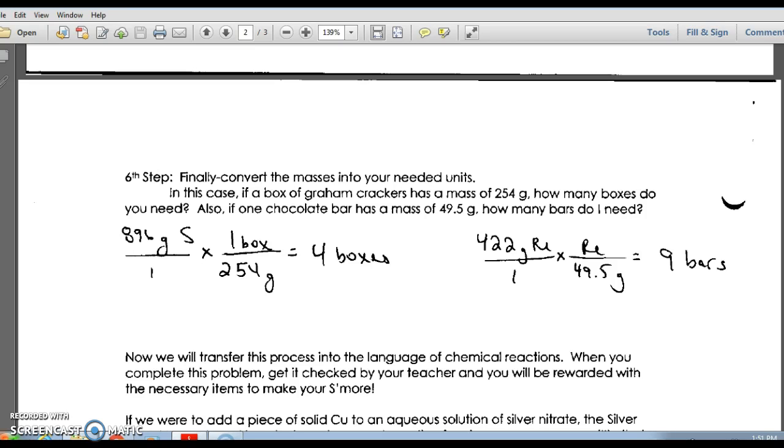And then for the chocolate pieces, I need 422 grams of chocolate, and each chocolate bar is 49.5 grams. Again, I'm going to divide those to see how many bars I need. I need about 8.5 bars. So I round up to 9 bars, and that way I will have enough supplies to use up all 64 marshmallows and make 64 s'mores. So I'll see you in class. We get to make s'mores and we get to apply this analogy to real chemicals.